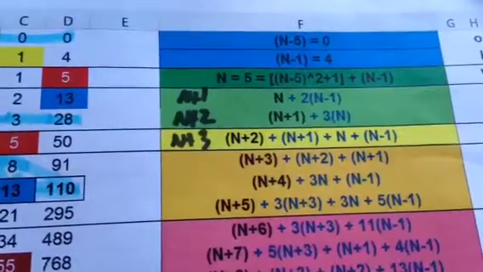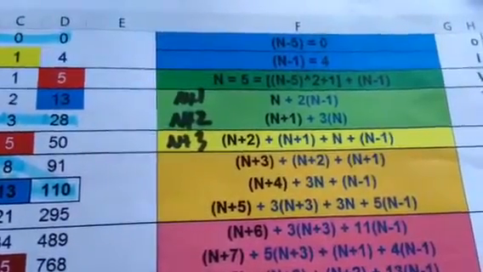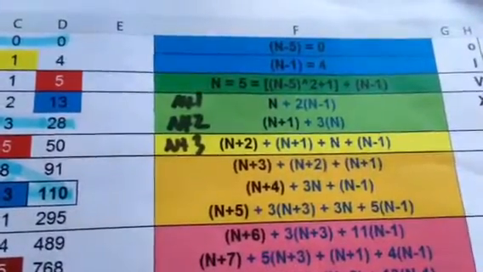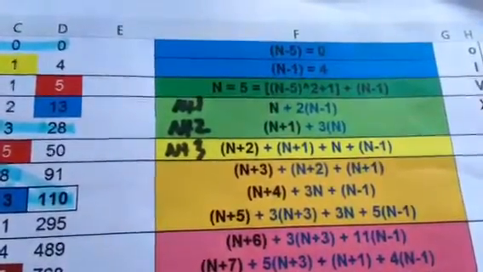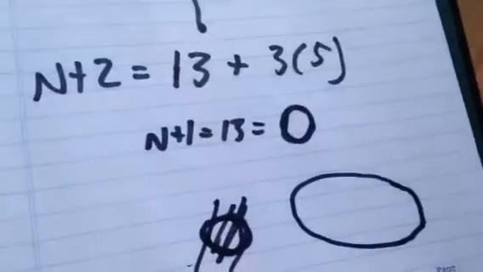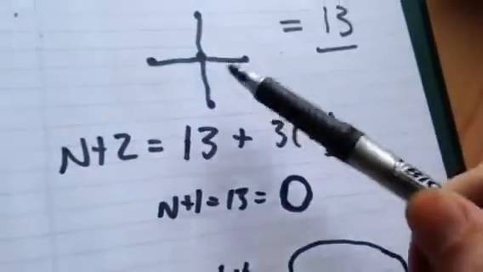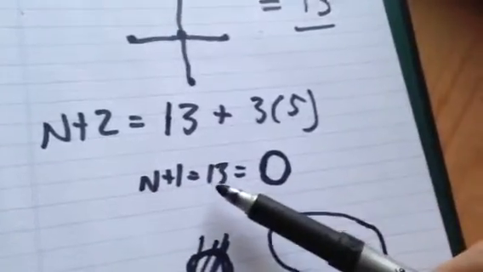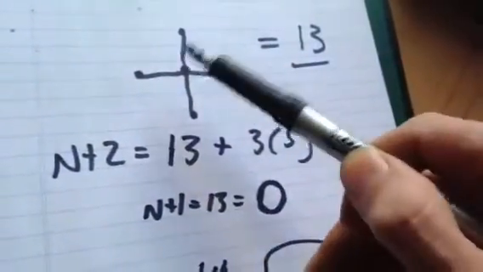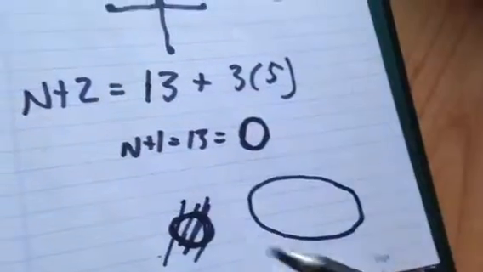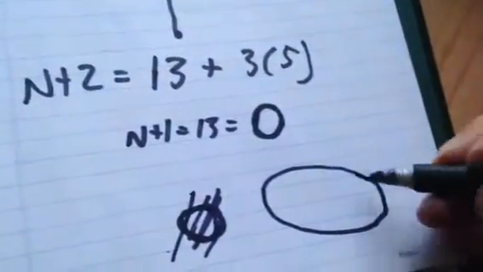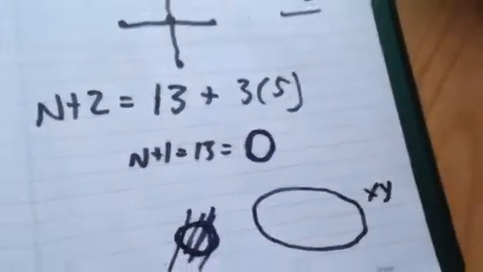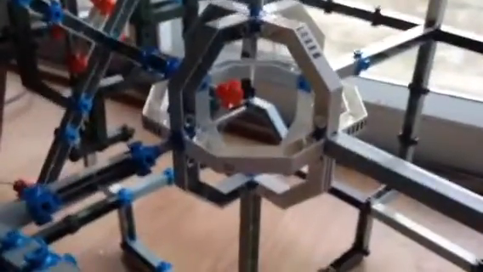Now solving for n plus 2, which is equal to 28. It's going to be n plus 1, or 13 plus 3 times n, or 3 times 5. So here's the equation, okay? So in this depiction, we have to take what we created before, which was the 13, which is going to be n plus 1. Instead of writing this, I'm going to write a ring now. It's going to be a plane, like an XY plane, let's say. Okay? Now, in this depiction, you can obviously see that we'll just call the bottom one the XY plane.